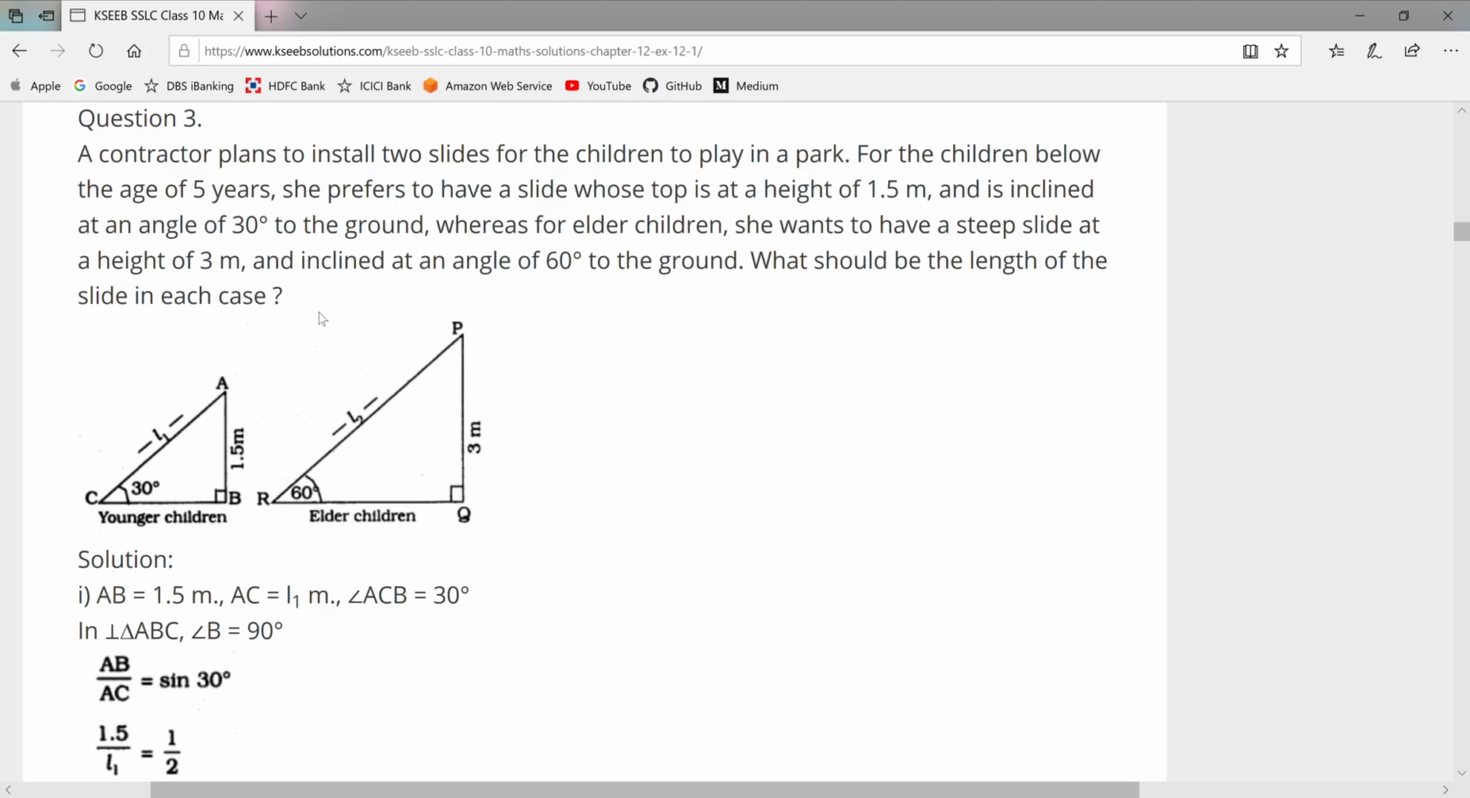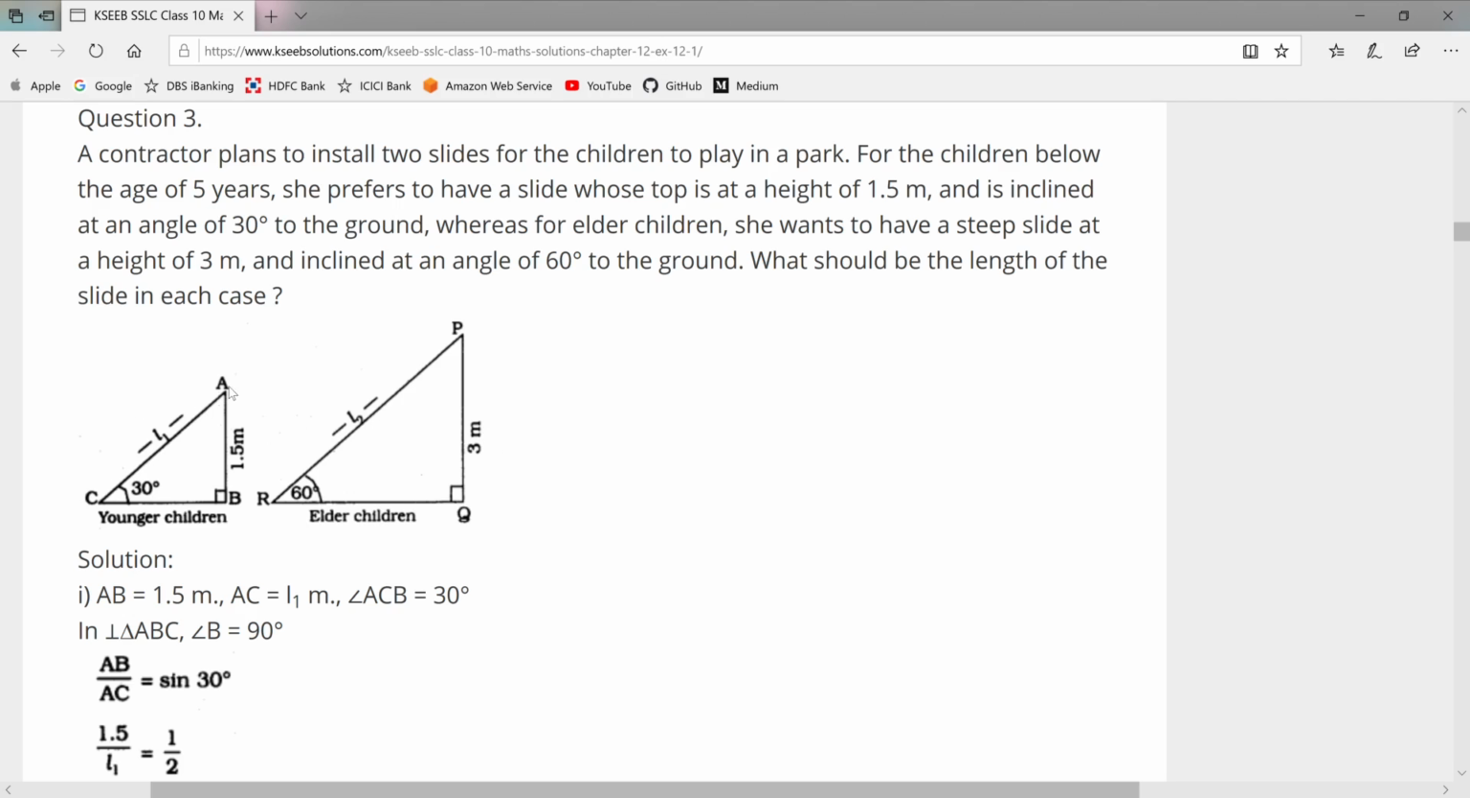What data have they given here? They have planned to install two slides in the park. The first slide is for the younger children and the second slide is for the elder children. AC is the slide here, and the top of this slide is at a height of 1.5 meters from the ground level, and here the top of the slide is at a height of 3 meters from the ground level. This is 1.5 meters and this is 3 meters.